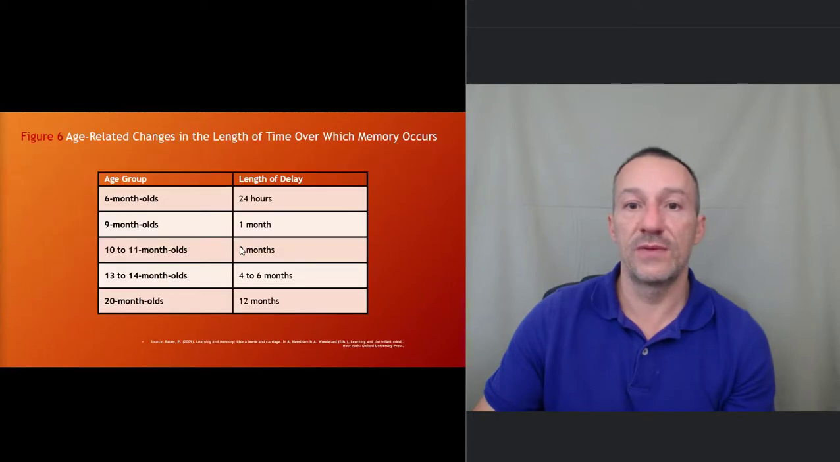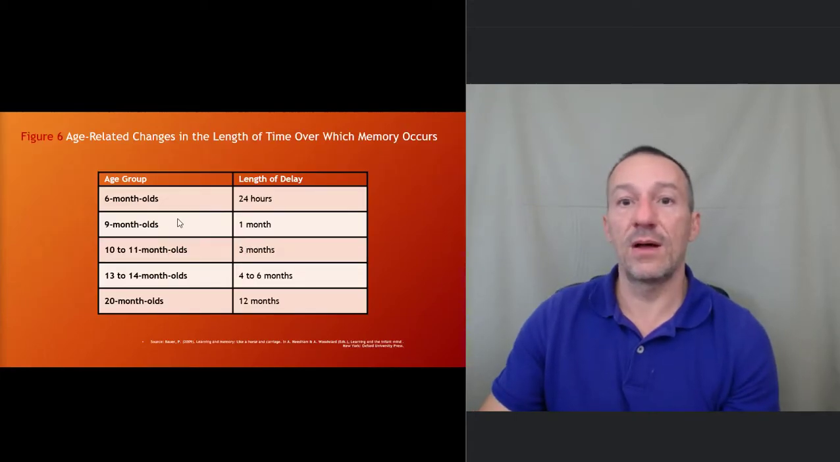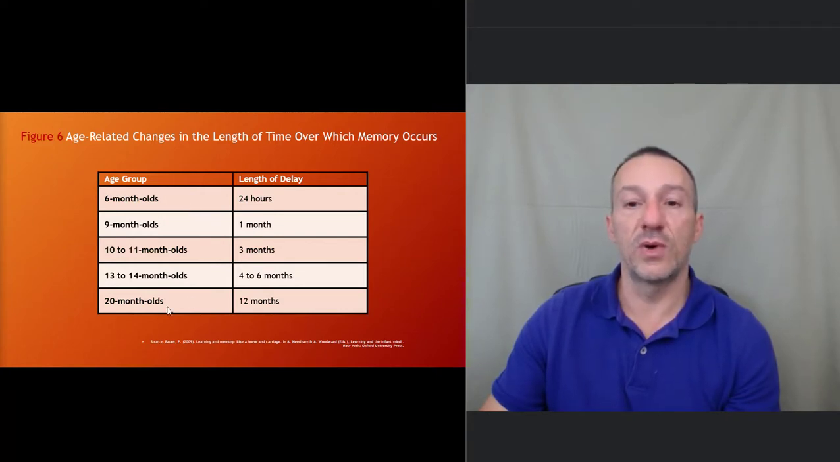And so we do have an image for this. The memory and how long, so 6 months old, maybe just a day, 9 months old, it's up to a month. So there's a huge increase just right there. And then a 20-month-old can remember things for possibly 12 months.